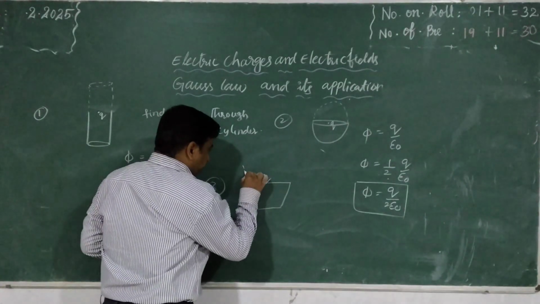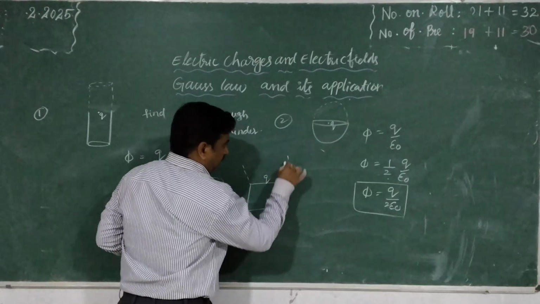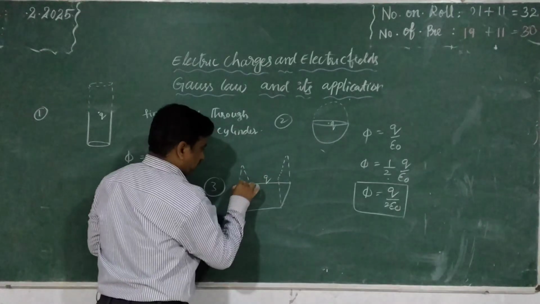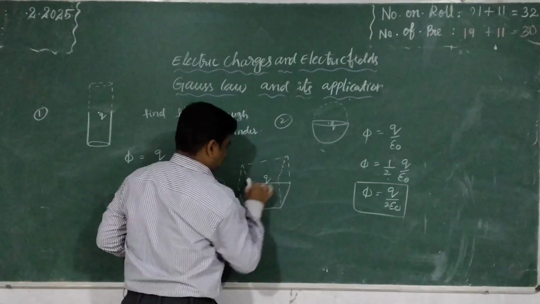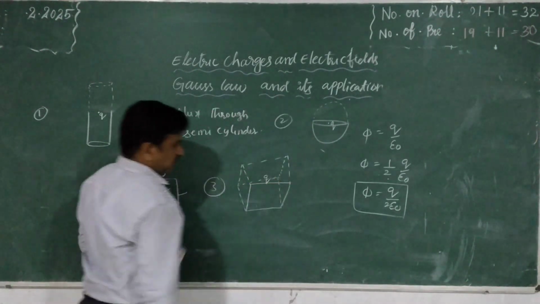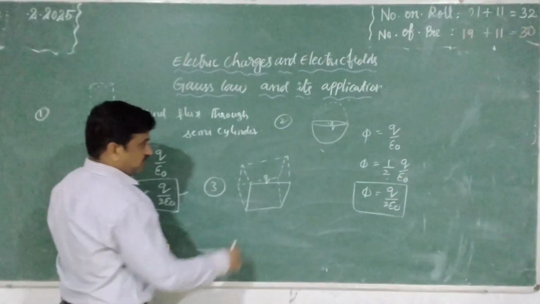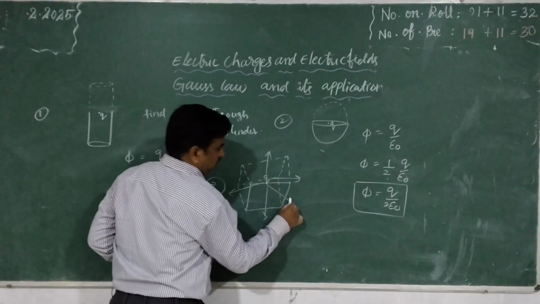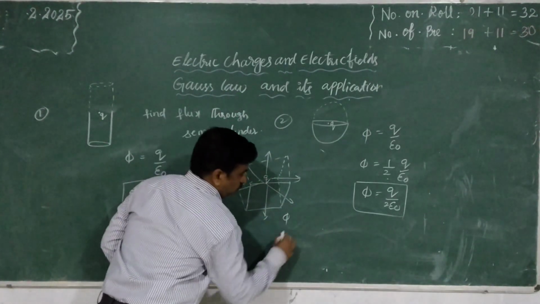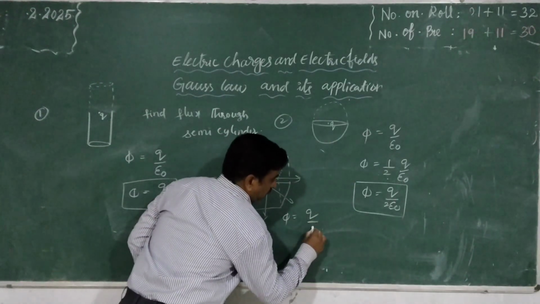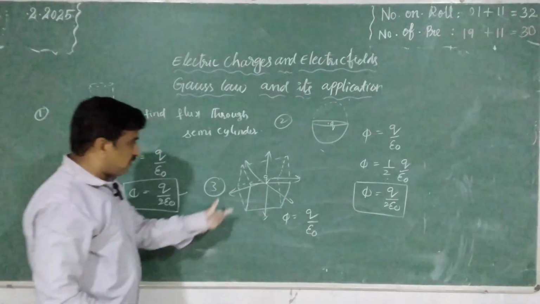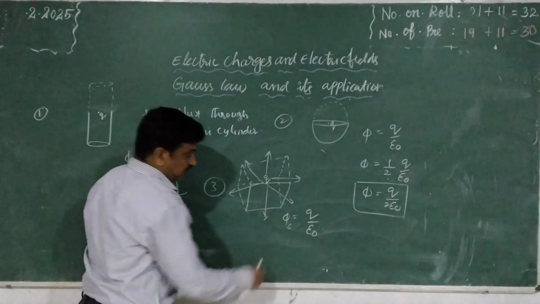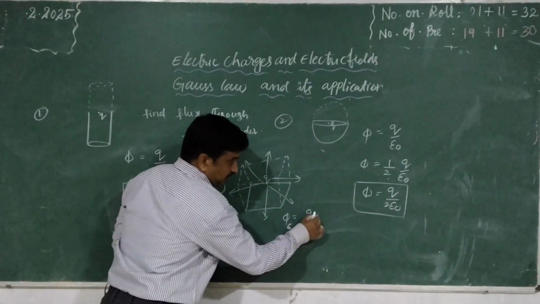Now see here, we can arrange like this. This is a closed surface now. In this case, electric field lines pass like this. Flux through the closed surface is q by epsilon naught. Here how many plates are there? One plate only. But the closed surface means 6 plane surfaces are there. So due to 6 plane surfaces, q by epsilon naught.